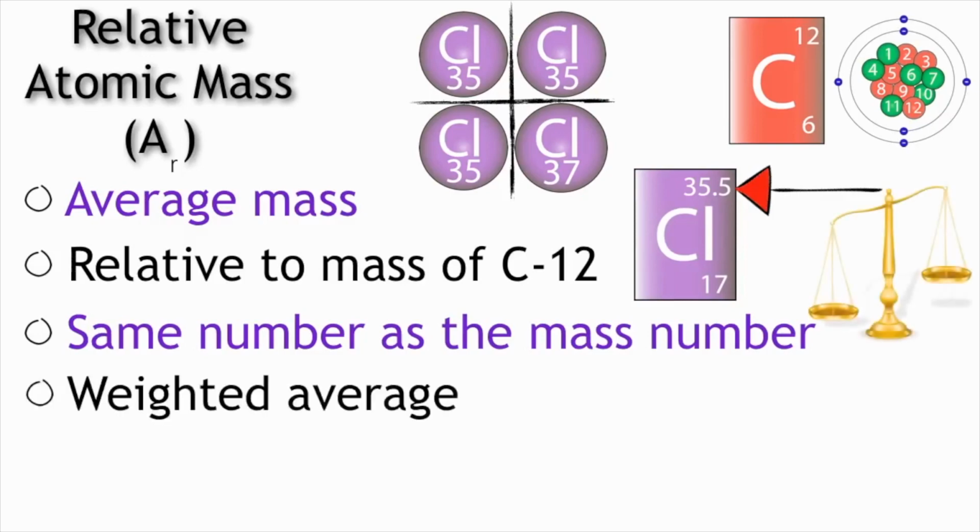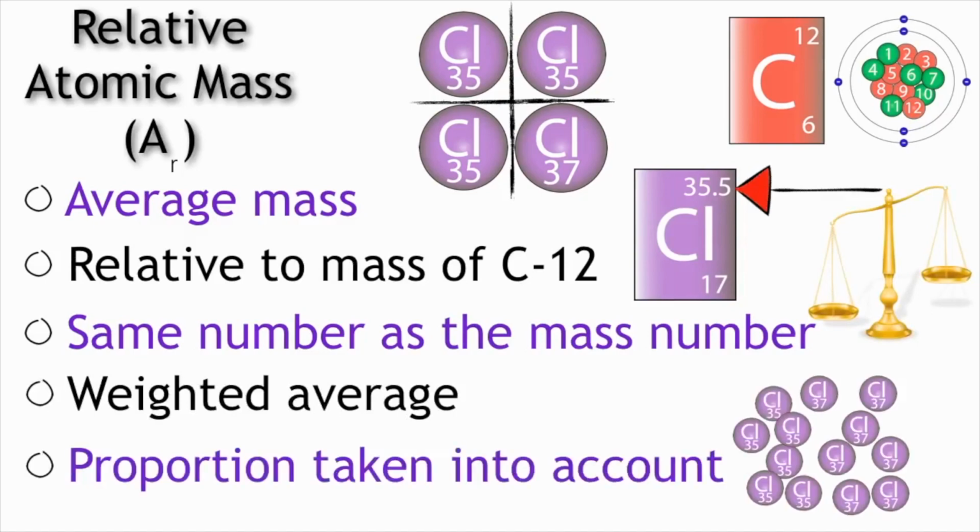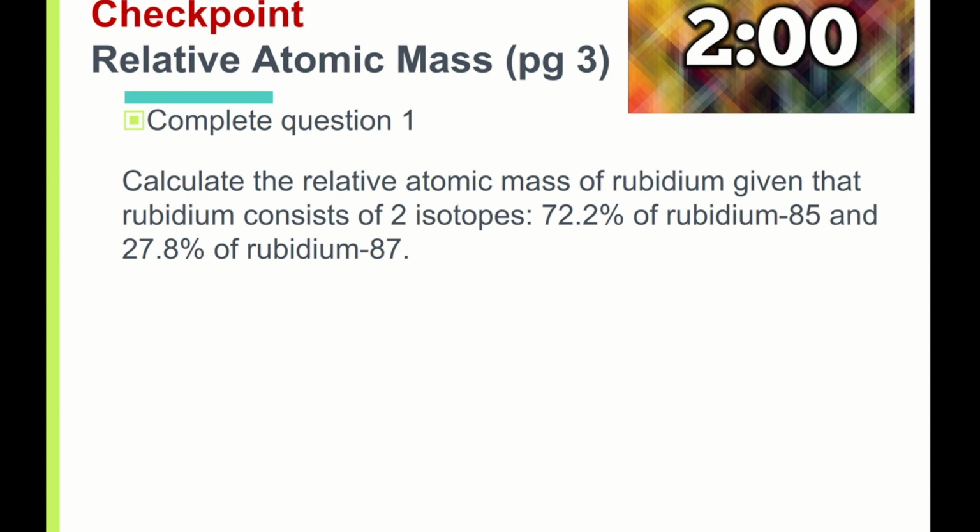The number is a weighted average, and when calculating its value, the proportion of an isotope in a sample must be taken into account. From here you can recall that chlorine is 35.5 because Ar is an average mass of all atoms, so we are taking into account the isotopes. Take some time, 2 minutes, to complete this. What is the Ar of rubidium?